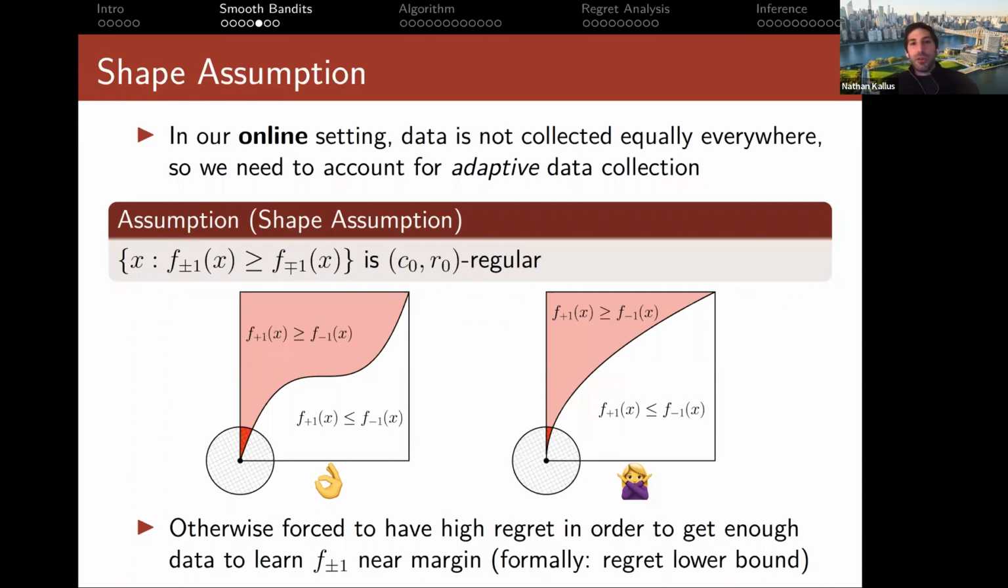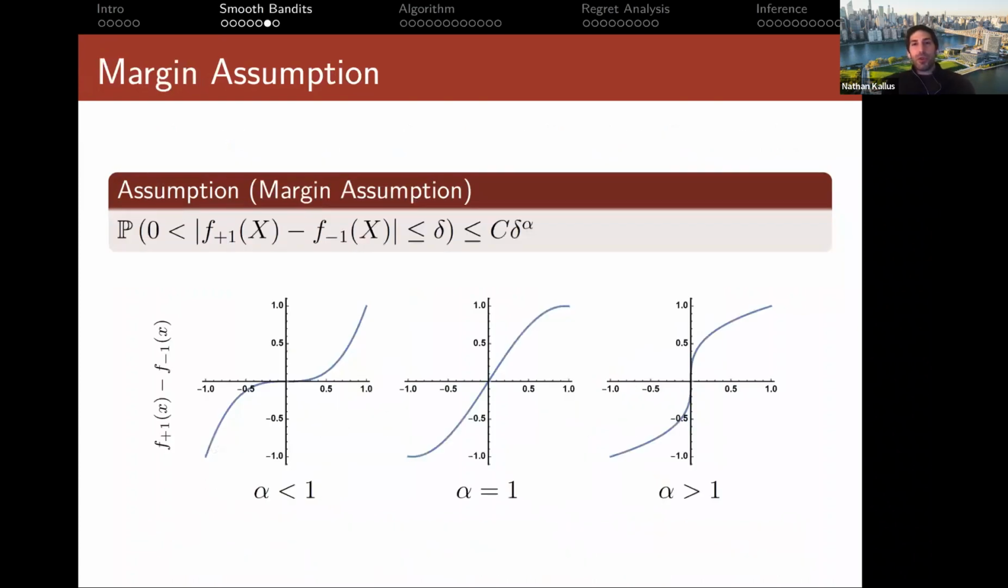Okay, so now the last assumption that we're going to make is more of a condition number. It's called the margin assumption, and it's as follows. Like we said, when the arms are very close to one another, it's going to be very hard to distinguish which arm is optimal. When the arms are very far from one another, we can tell them apart really quickly. Now, it's not possible to say that the two arms are bounded away from each other all the time. Why? Because this effect function, f plus 1 of x minus f minus 1 of x, is somewhere positive, somewhere negative, and it's continuous, so it has to cross 0 somewhere. So it should be able to get arbitrarily close to 0.